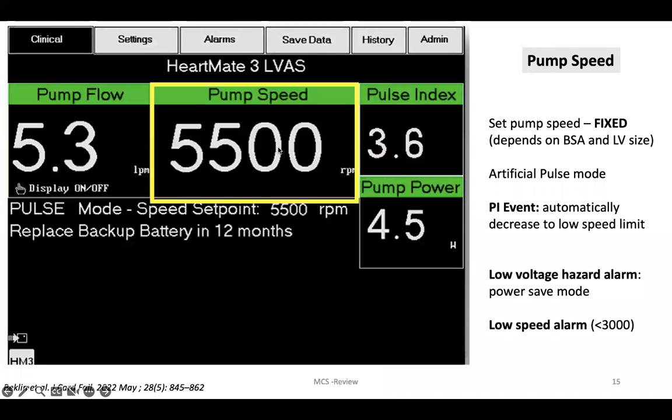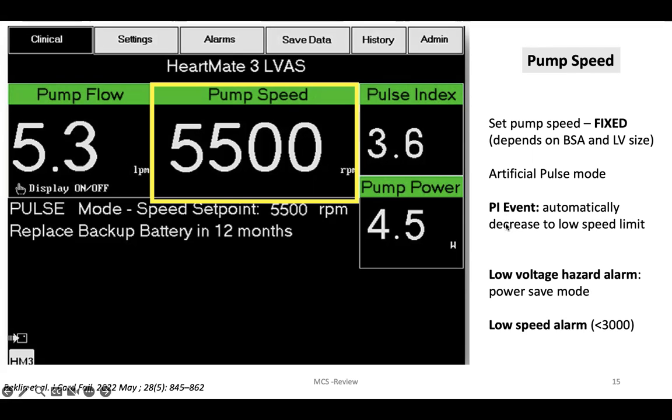Usually it's related to the body surface area and also the left ventricle size. It's usually around 5,000, between 5,000 and 5,100 RPM. So again, there is a little bit of variation because of the artificial pulse mode, but it doesn't appear on the screen. And you can have some automatic adjustment of the speed in certain circumstances, and we're going to talk about it a little bit after.